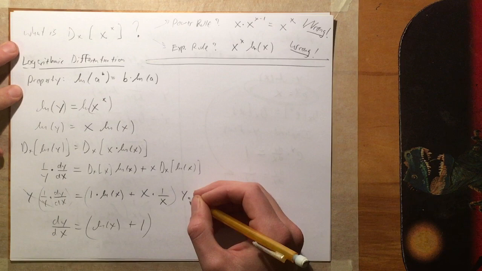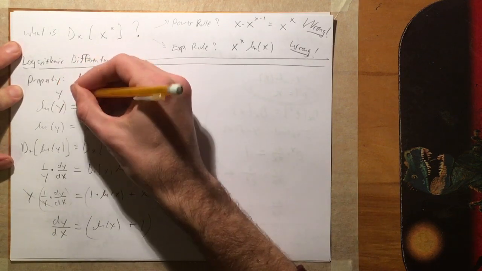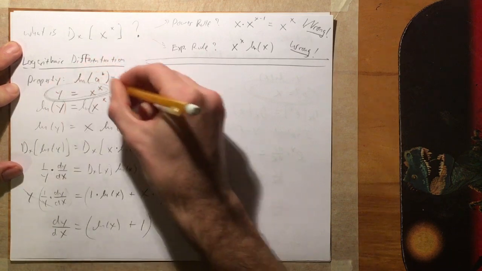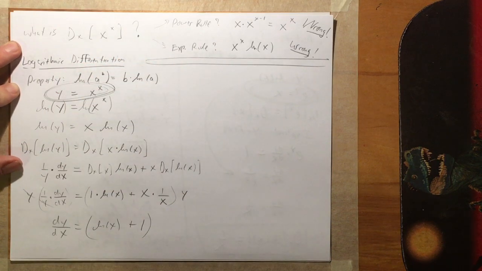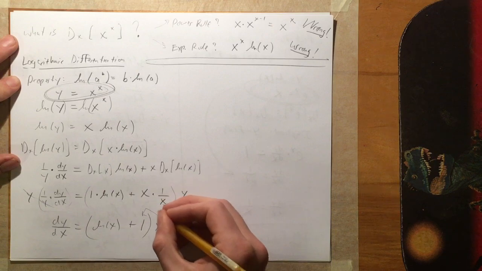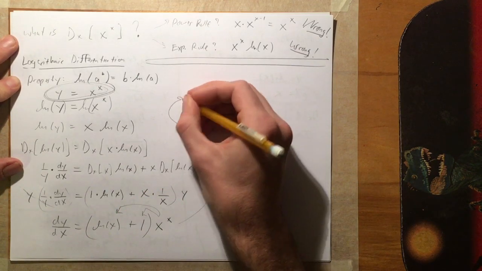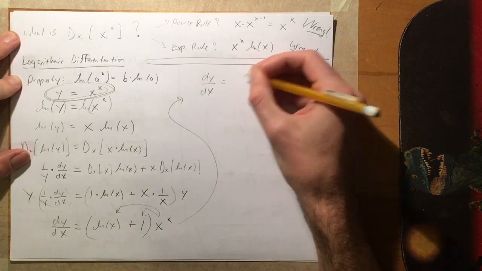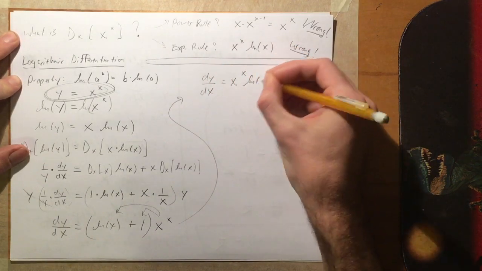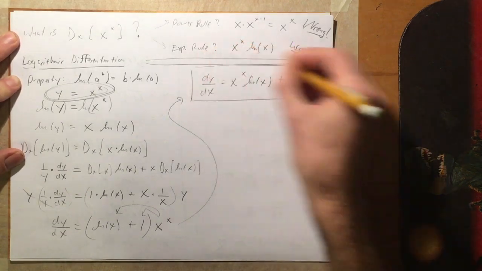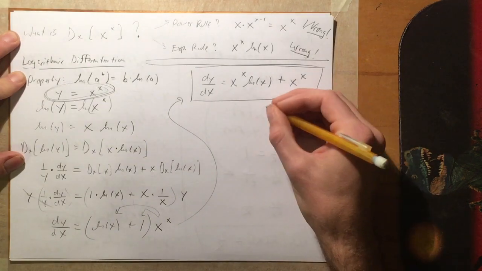Except what is y equal to? Back up here, what we really started with was y equals x to the power x. So this is times x to the power x, all right? All right, now here is the kind of mind-blowing moment. Distribute this through. What do we have? It's x to the power x times the natural log of x plus x to the power x. That is the correct answer.